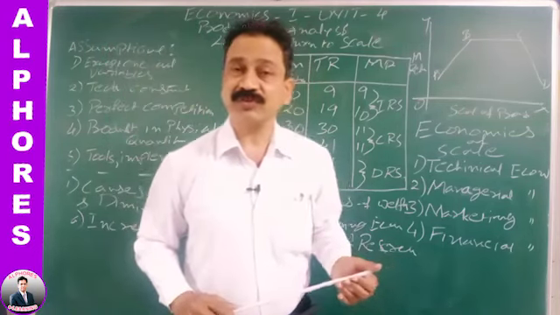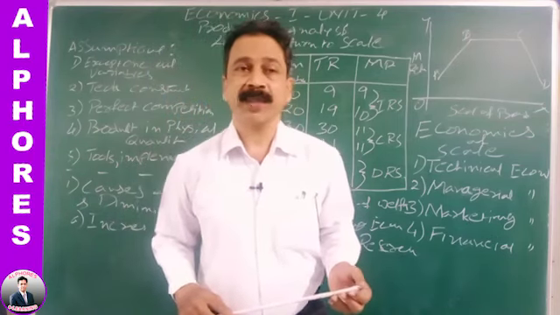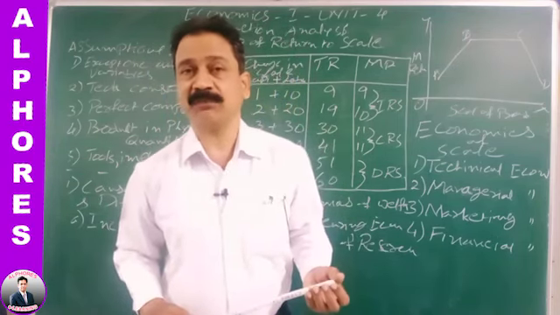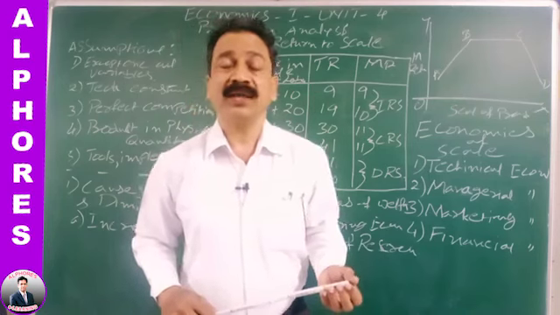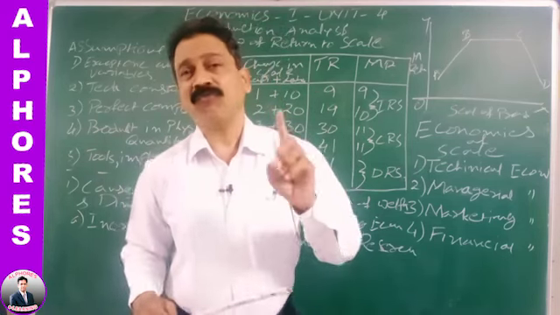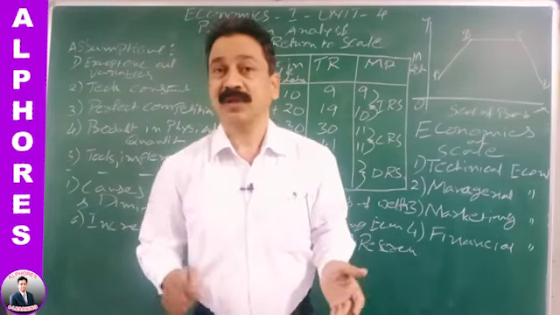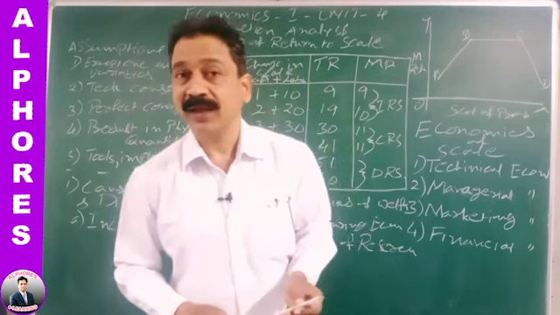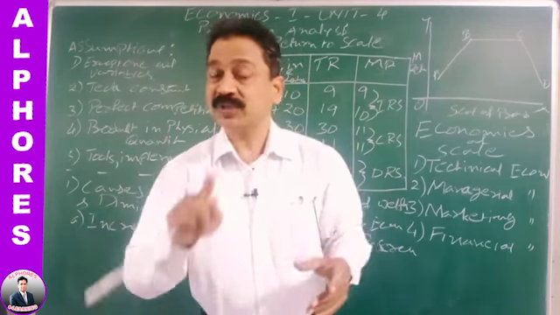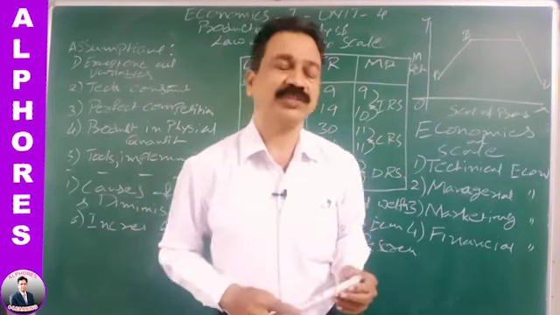The previous class also carries 10 marks importance, and this also sometimes comes for 10 marks. In this returns to scale, we will see what the result will be if we keep one factor fixed and change all the factors. In the previous one, we saw what the result was when keeping all factors fixed and changing only one factor.